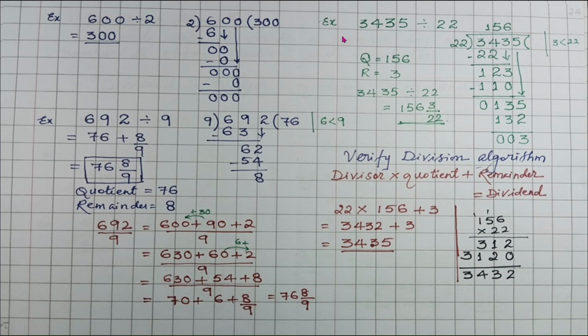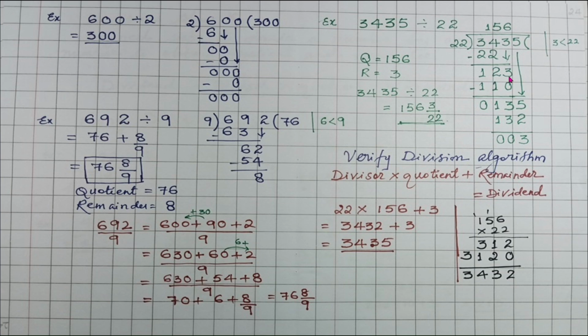Now let us go for one more example, that is 3435 divided by 22. Now 3435 divided by 22, now 2 digits, so take 2 digits, 34 is definitely greater than 22, so 22 1s are 22, 34 minus 22 is 12, bring 3 down, 123. Now 123, we have to find a number. 22 when I multiply by 5, it is 110. I cannot multiply it by 6 because it will be greater than 123.